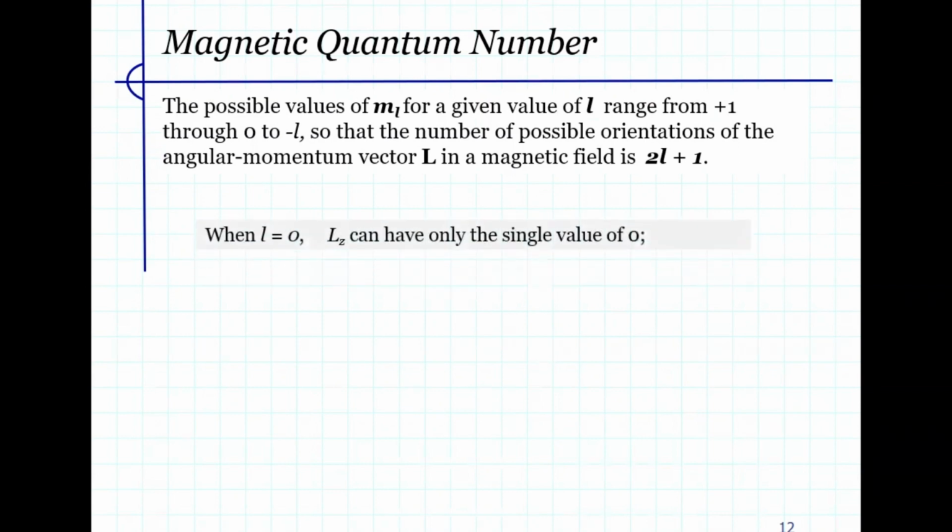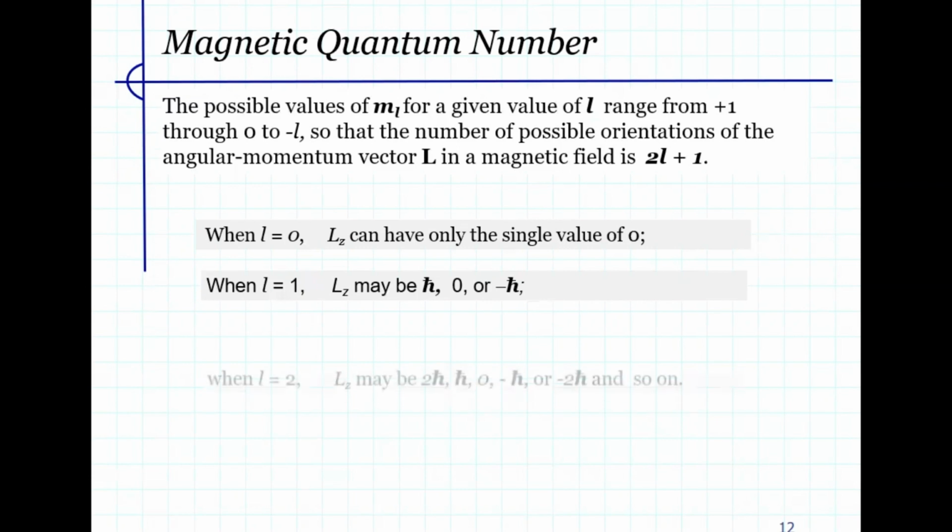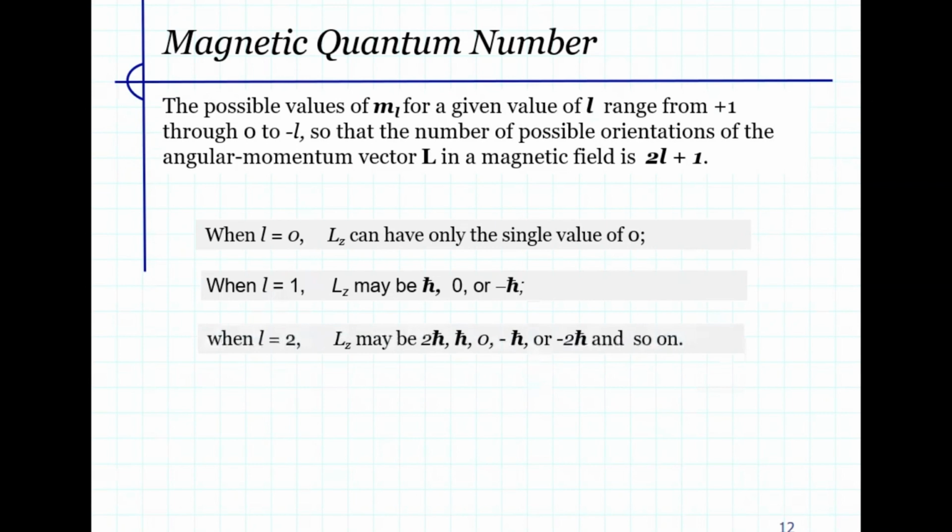Now, let's see, if L is equal to 0, then Lz can have only a single value of 0. If L is equal to 1, then Lz may have h cut, 0, and minus h cut values. If L is equal to 2, then Lz can have possible values of 2 h cut, h cut, 0, minus h cut, minus 2 h cut, and so on.